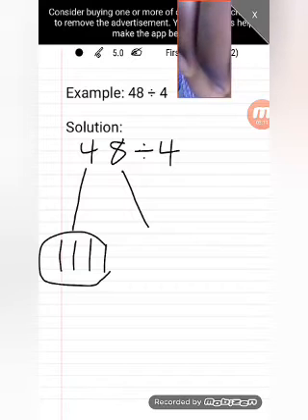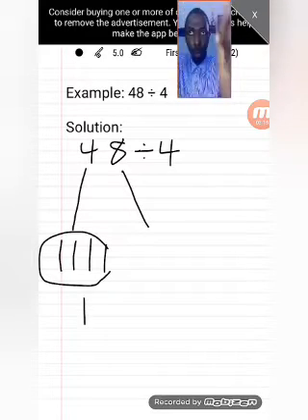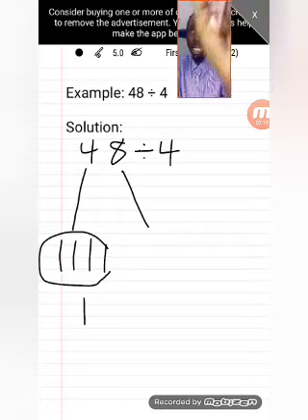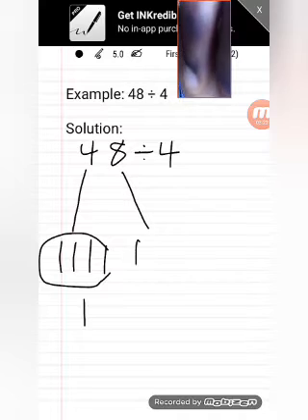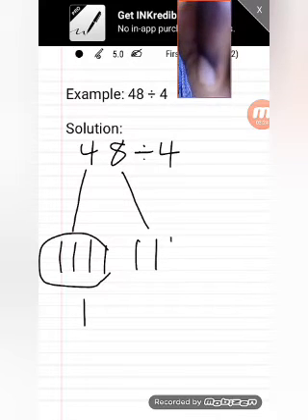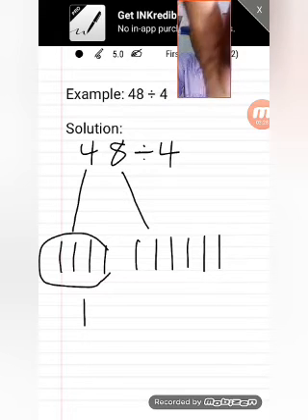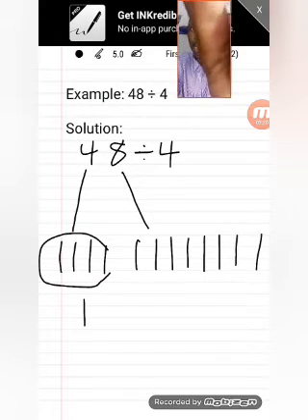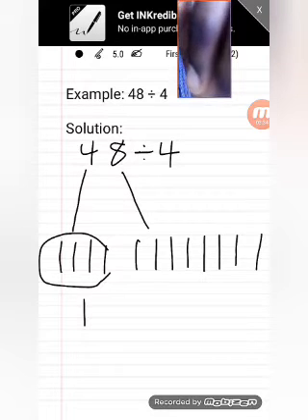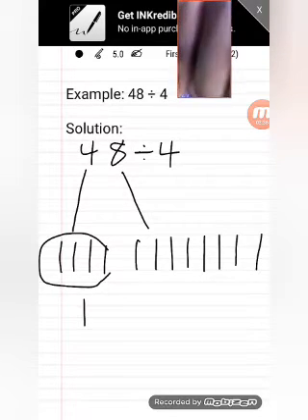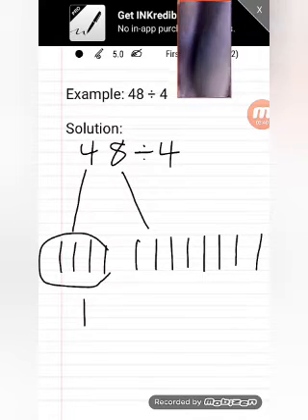So we group it together, and how many times is that? That is just one group. Now let's divide the 8. Let's count 8 strokes: 1, 2, 3, 4, 5, 6, 7, and 8. Now we've divided the 4 at the tens position, which is 4 in 4, and that is 1. We only find it once.